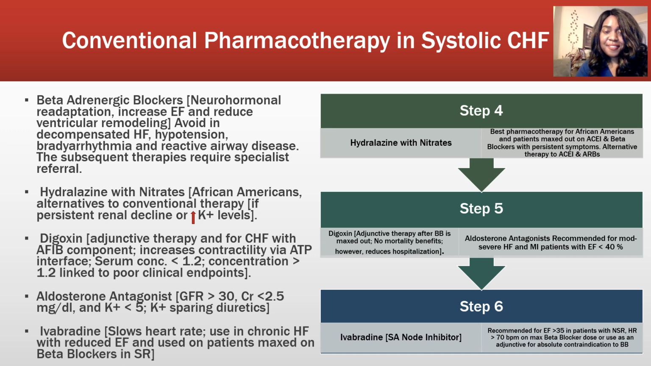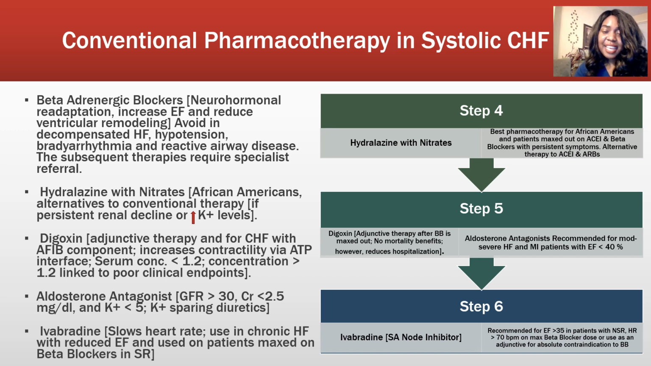Step 5. Digoxin, adjunctive therapy after beta blocker is maxed out, confers no mortality benefits. However, it reduces hospitalization. Aldosterone antagonist, recommended for moderate to severe heart failure and recommended for MI patients with EF of less than 40%.